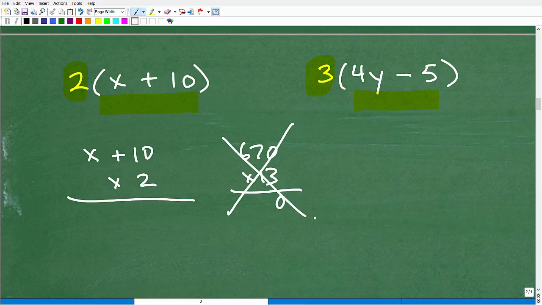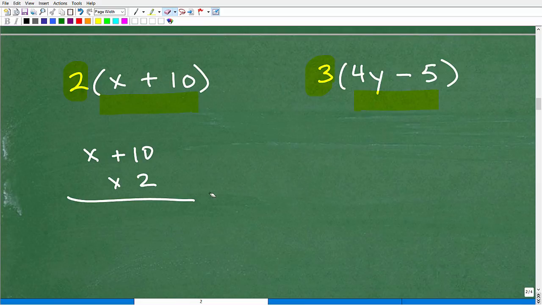This isn't going to help you out. We would be pretty much lost. So we need that other way of doing multiplication. We need the distributive property. This is going to be the key to unlock the door.